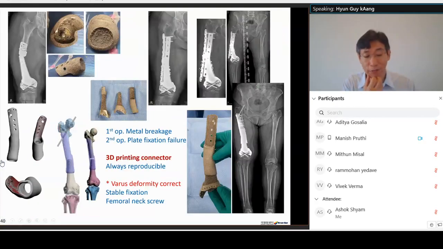In this patient, the metal breakage occurred during exercise. It looks like it detached between the implant body and plate. Sharp breakage. Stable fixation was not possible with the conventional plate and cable wires. So this is a 3D printing connector between the 3D printing prosthesis and the remaining femoral bone. A successful surgery, keeping the knee joint and correcting the varus deformity angulation.